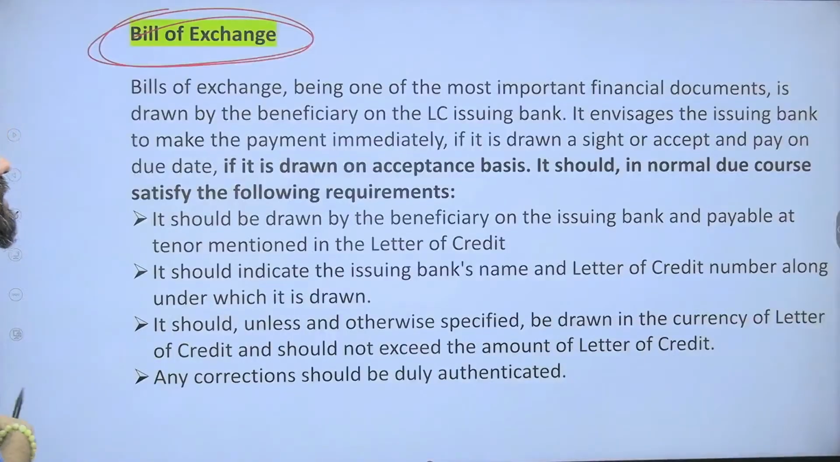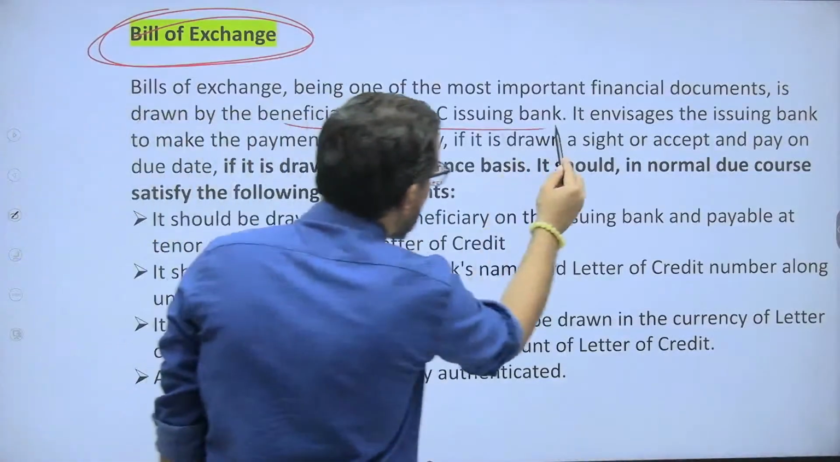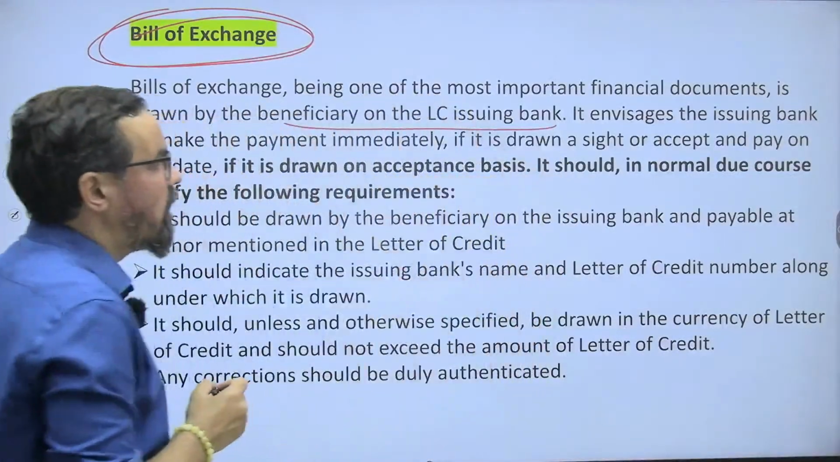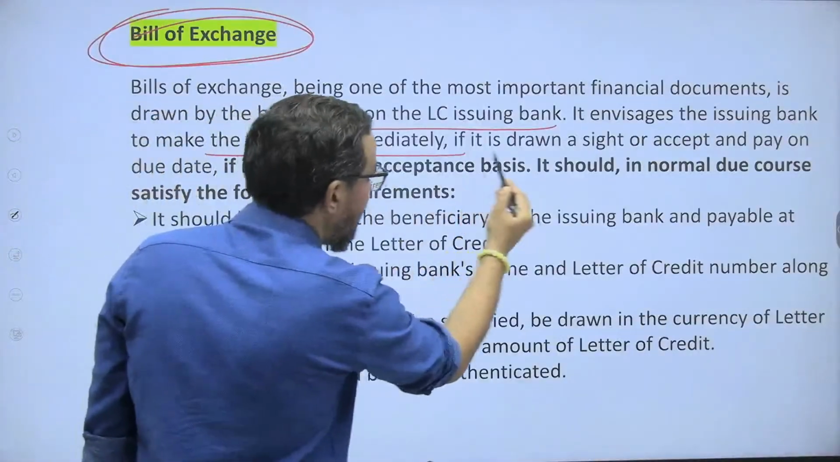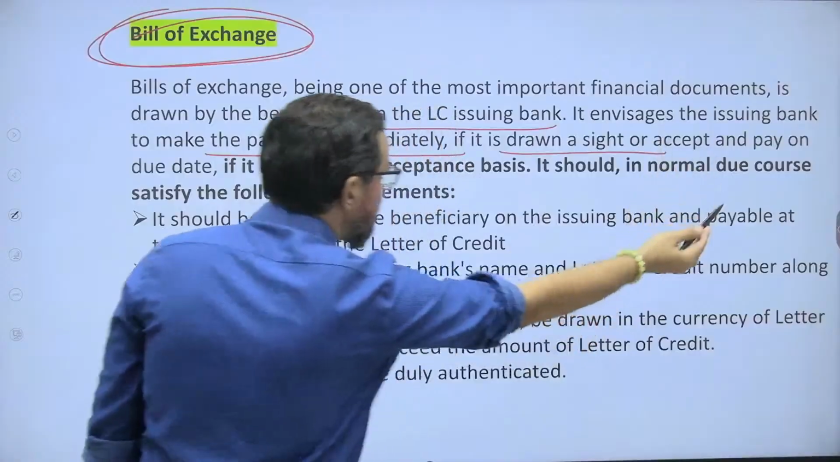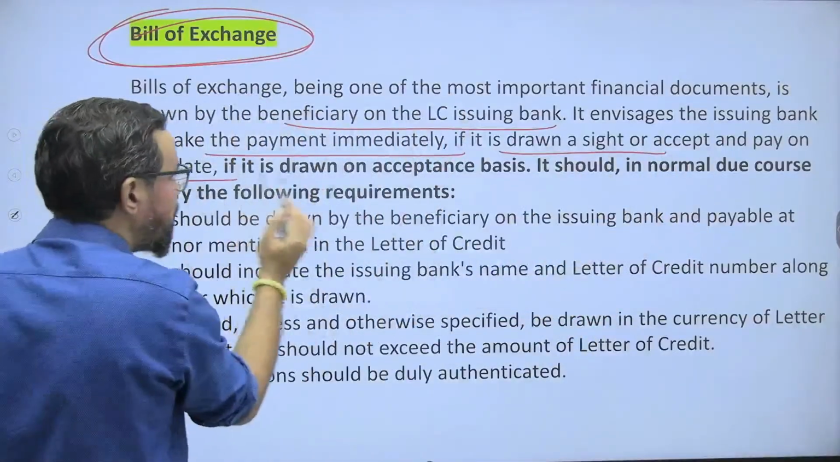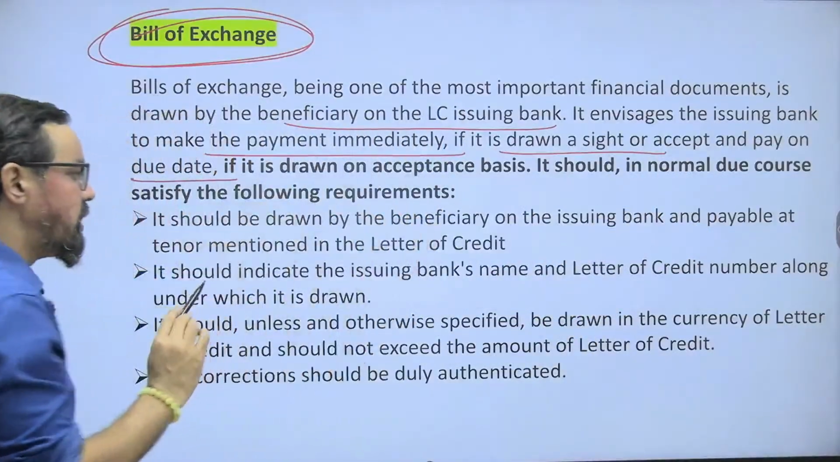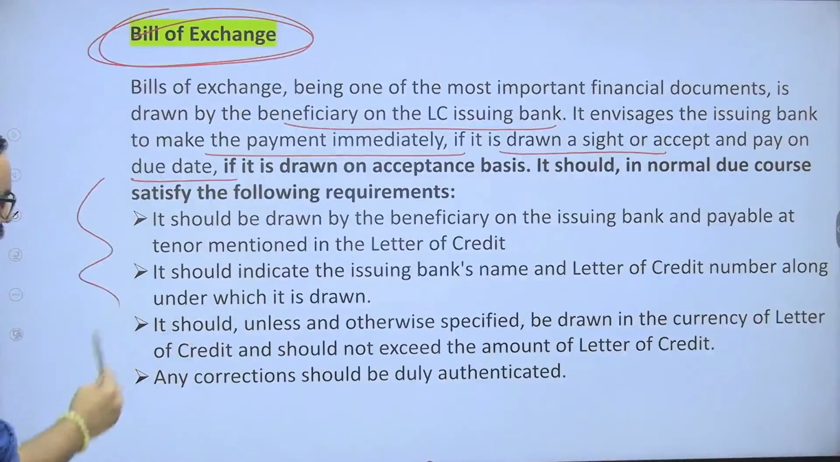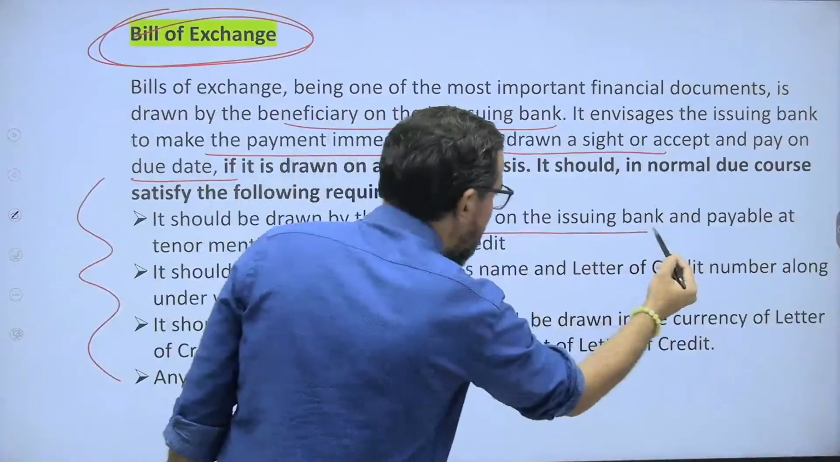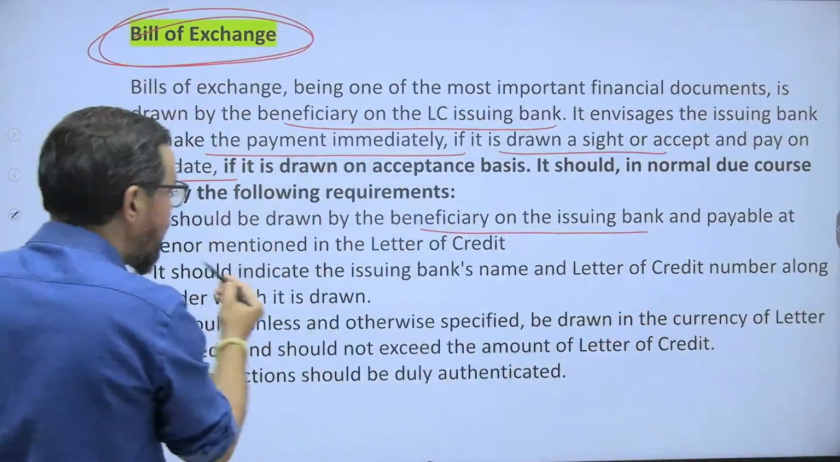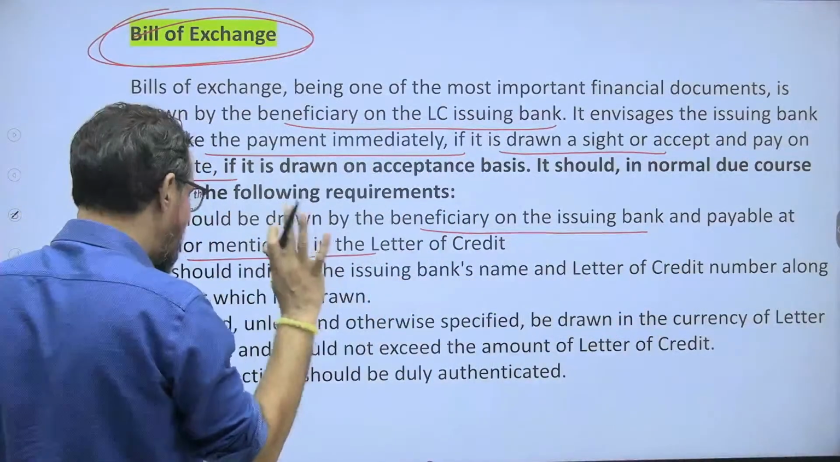So the bill of exchange is one of the most important financial documents, drawn by the beneficiary on the LC issuing bank. It envisages the issuing bank to make the payments immediately if it is drawn at sight, or to accept and pay on due date if it is usance. That is generally part of this one. So following requirements: one is it should be drawn by the beneficiary on the issuing bank and payable at the tenure mentioned in the letter of credit.